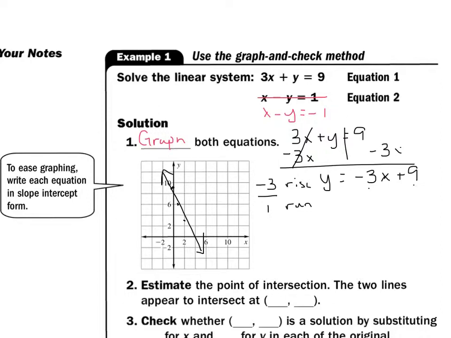Now we're going to change equation 2 into slope-intercept form. So we have x minus y equals a negative 1.